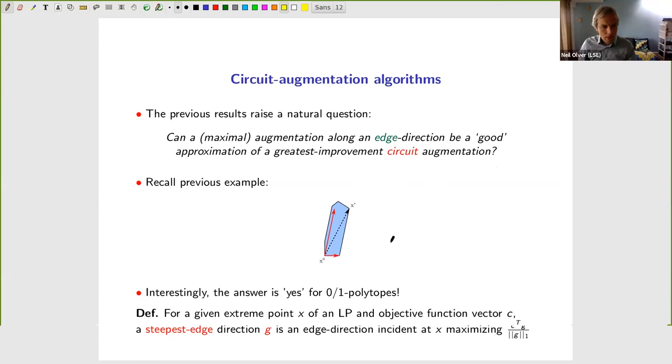Okay, let me ask, is the plan clear? So what we are going to do now is focus on 0-1 polytope and show that for 0-1 polytope, we are going to have a good approximation of greatest improvement circuit augmentation. Do you have questions?